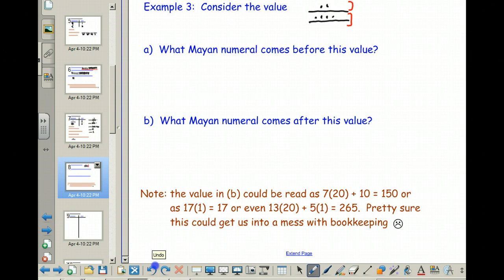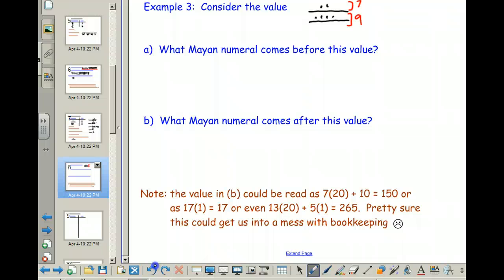So this bottom value is a bar and four dots, which is the number what? Nine. And this is two dots and a bar, which is the number what? Seven. Now don't go adding seven and nine, that's not what's here. Because the most natural association is that the nine is in the ones place, and the seven is in the 20s place. So we've got seven bags of 20 crayons, and nine crayons left over, or something like that.